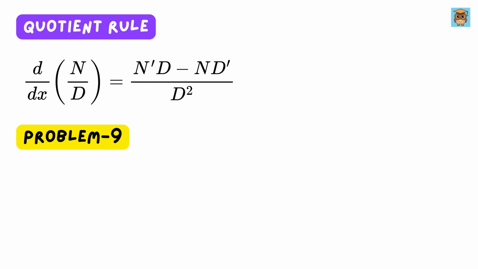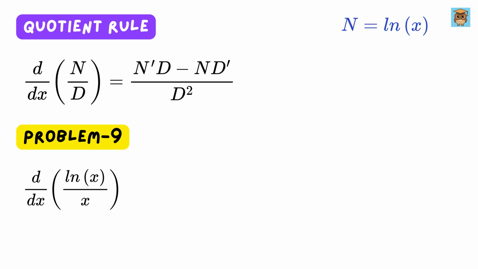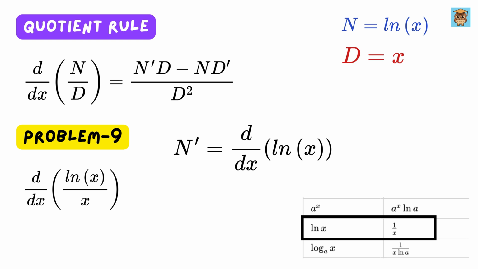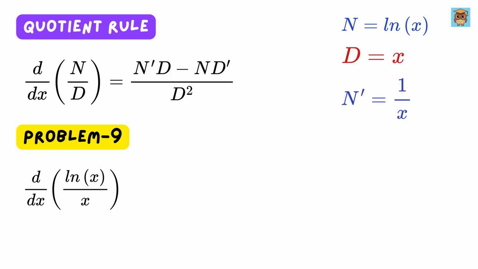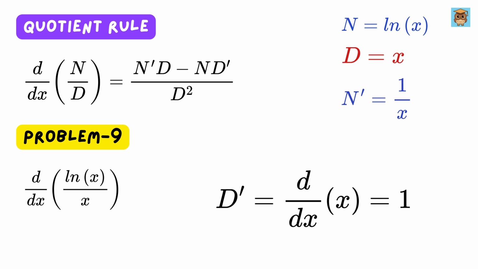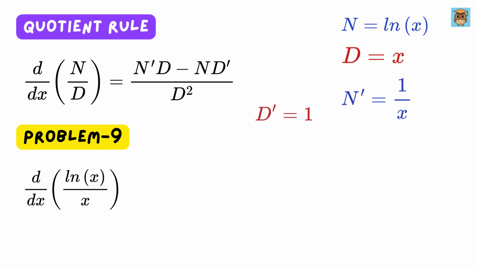Now, let us find the derivative of natural log of x over x using the quotient rule. Here, n is natural log of x and d is x. First, we take the derivative of n, which is the derivative of natural log of x, or 1 over x, so n prime is 1 over x. Next, we differentiate d, which is x, and the derivative of x is simply 1. So, d prime is 1.